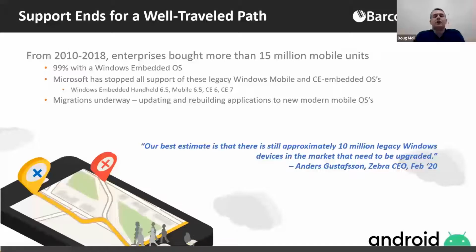So after 15 years or so, device hardware has incrementally changed, but the Windows Mobile and CE platforms have remained largely constant. From 2010 to 2018, enterprises had bought more than 15 million mobile units, 99% with the Windows Embedded OS. CE7 and Windows Embedded 6.5 platforms, the last iterations of the Windows Embedded infrastructure, were released in 2010 and 2011, respectively, and mainstream support ended in 2013 and 2015. So like the migration from DOS to Windows in the early 2000s, we reached a point where migration was necessary. Next slide.